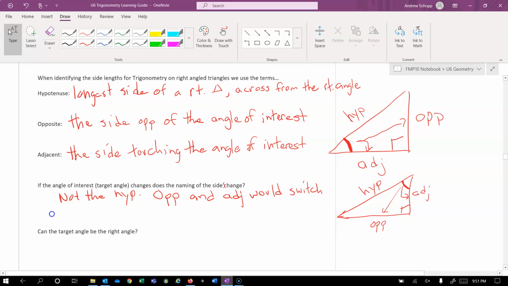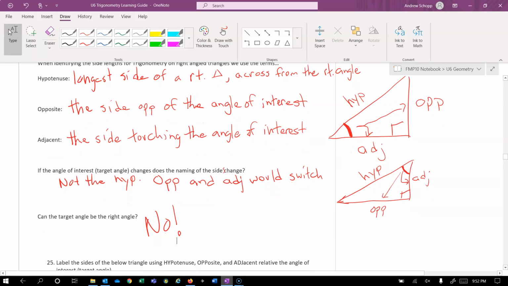Can the target angle be the right angle? No. Okay, so the right angle is always 90 degrees, and the trig ratios are not set up to function with the right angle. So the target angle or the angle of interest must be one of the other two angles.